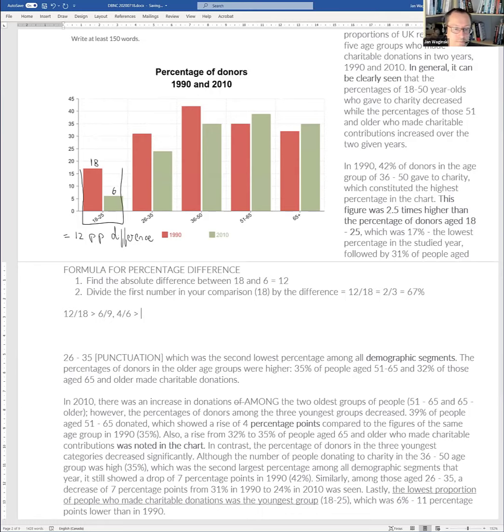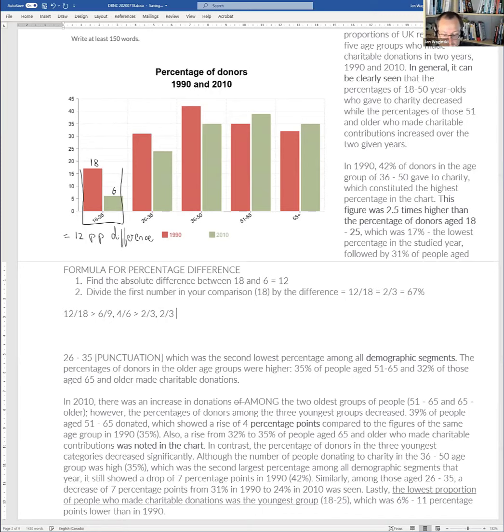Those numbers in both cases can still be reduced further. Like 6 over 9, for example, what number fits nicely into both? 3. So how many times does 3 go into 6? 2. And into 9? 3. So that's 2/3. And if you end up with 4 over 6, it's 2 over 3, same thing.